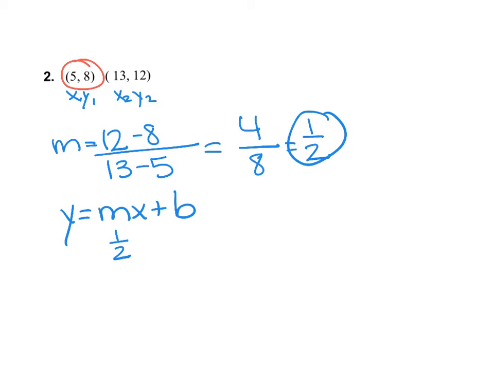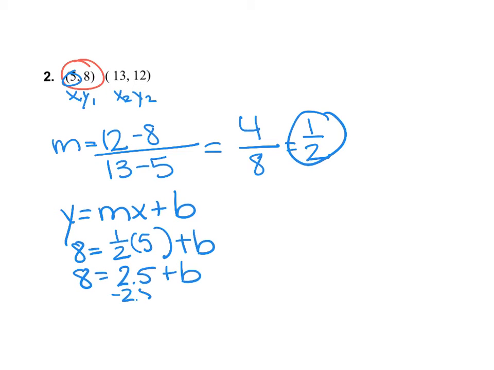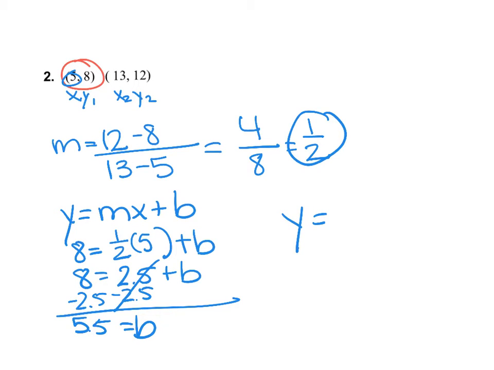So I'm going to have my y is 8, and my x is 5. All right, so 8 is equal to 2.5 plus b, and then minus 2.5. So we have 5.5. All right. So now we have the slope, we have the y-intercept. Let's just plug it back in. We have y is equal to our slope of 1/2 x, and then our y-intercept is equal to 5.5.